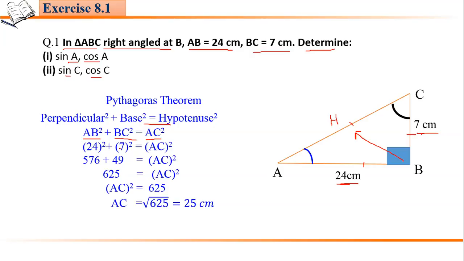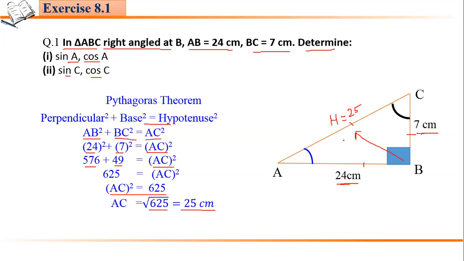AC square. Now we just have to put the values. 24 square plus 7 square is equal to AC square. 24 square is 576 and 7 square is 49. So from here we get that AC square is 625. So AC will be equal to root 625, which is equal to 25 centimeter. Therefore, this hypotenuse which we have calculated is equal to 25 centimeter.